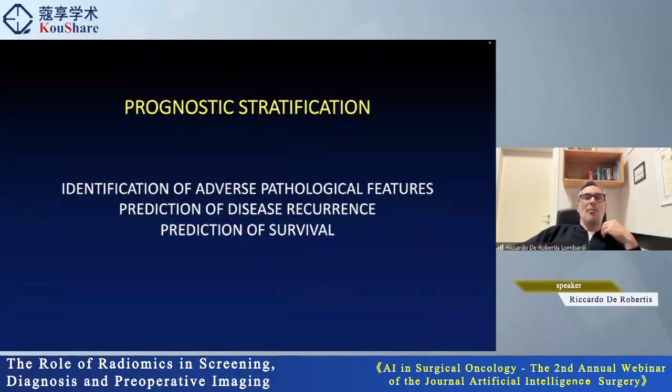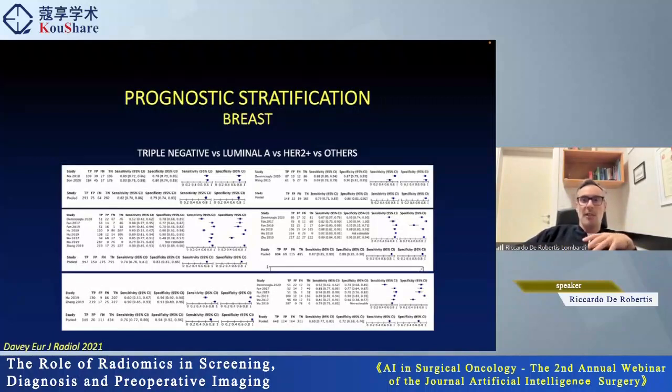Let's go now to the more interesting and most ambitious application of radiomics, which is prognosis stratification. Several studies reported promising results regarding the identification of diverse pathological features, the prediction of disease recurrence, and the prediction of survival in cancer patients. For example, in this meta-analysis, 41 studies assessing radiomic tumor analysis in differentiating breast cancer molecular subtypes were included, and more than 10,000 patients were included. Radiomic analysis was able to differentiate between the different molecular subtypes of breast cancer, both using mammography and MRI.